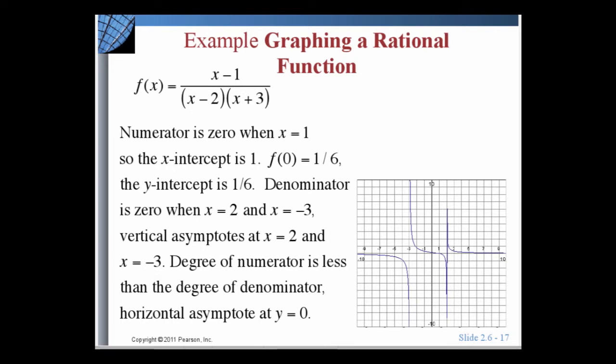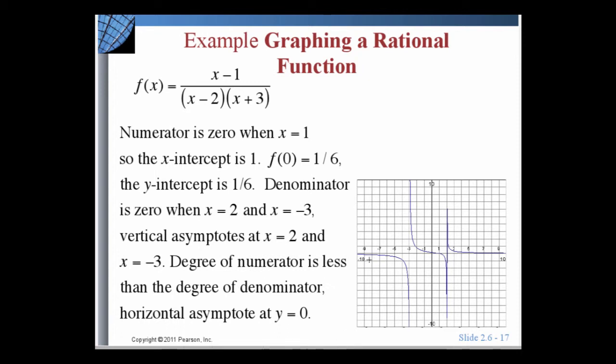So the numerator is 0 when x equals 1, so the x-intercept is 1. The value of the function at 0 is 1/6, so the y-intercept is 1/6. The denominator is 0 when x equals 2 and x equals -3. Vertical asymptotes at x equals 2 and x equals -3 are generated by those zeros. The degree of the numerator is less than the degree of the denominator, so we have a horizontal asymptote at y equals 0. And this is what the graph of f looks like.